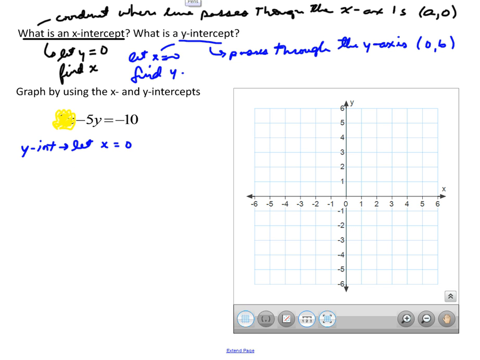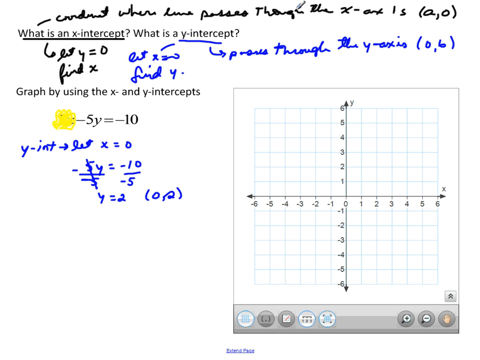If we let x equal 0 like we did right here, what's going to happen? Well, that means that our equation now becomes negative 5y equals negative 10. And this is a pretty easy one to solve because we divide both sides by negative 5, and we get y equals 2. So that means we have the point 0, comma 2 as our y-intercept point.